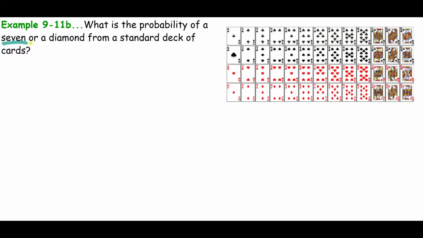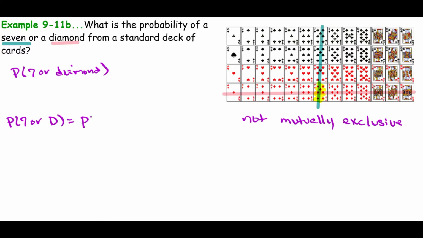So here, my 7s are here, and then my diamonds are here. Notice now there's overlap between those because this card is highlighted in both colors. So again, this is an "or" question, so the probability of 7 or diamond, but these are not mutually exclusive events. So my probability of 7 or diamond is the probability of 7 plus the probability of a diamond minus the probability of 7 and diamond.